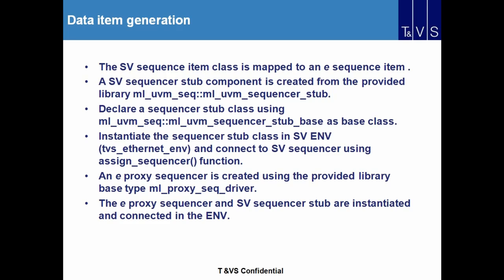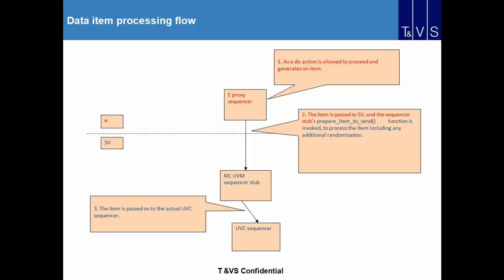Instantiate the sequencer stub class in the SV environment, which is our TVS Ethernet ENV top. Now connect the SV sequencer using the assign sequencer function. Now an eProxy sequencer is created using the proxy library based type, multi-language proxy sequencer driver, sequence driver. Now we need to connect the eProxy sequencer and SV sequencer stub in the ENV, which is treated as a single EVC entity.